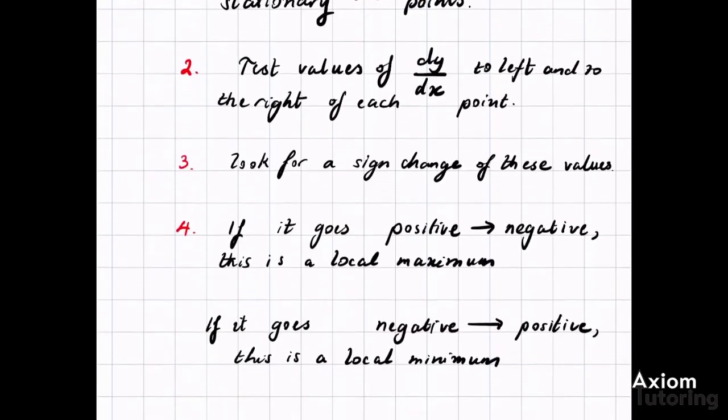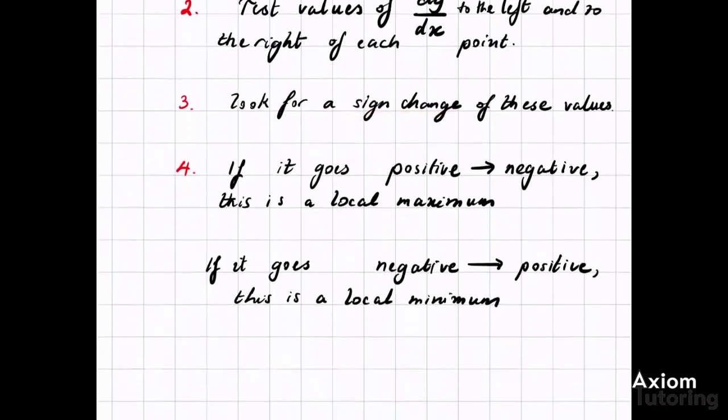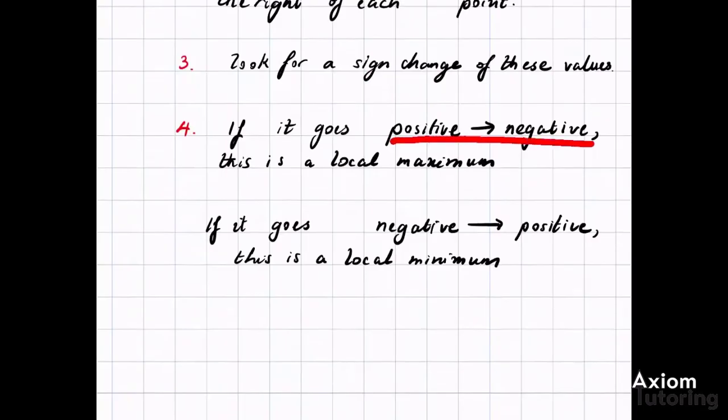The second step is to test values of dy over dx to the left and to the right of each point. So as we saw before, we were checking the slope of the curve just before and just after both stationary points. We want to look for a sign change of these values. So that means if it goes from positive to negative, that is a local maximum. And if it goes from negative to positive, that is a local minimum, as we saw before.